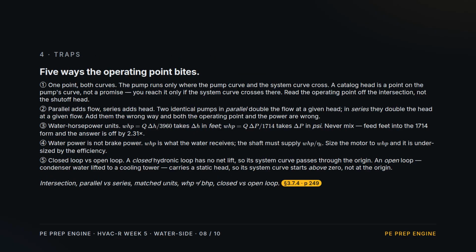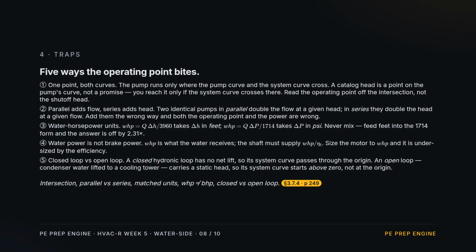Traps. 5 ways this bites. 1. The pump runs only where both curves cross. Read the point off the intersection, not the shutoff head. 2. Parallel pumps add flow at a given head. Series pumps add head at a given flow. Swap them and the point and the power are both wrong. 3. The 3960 form wants head in feet. The 1714 form wants pressure in psi. Mix them and you're off by a factor of 2.31.